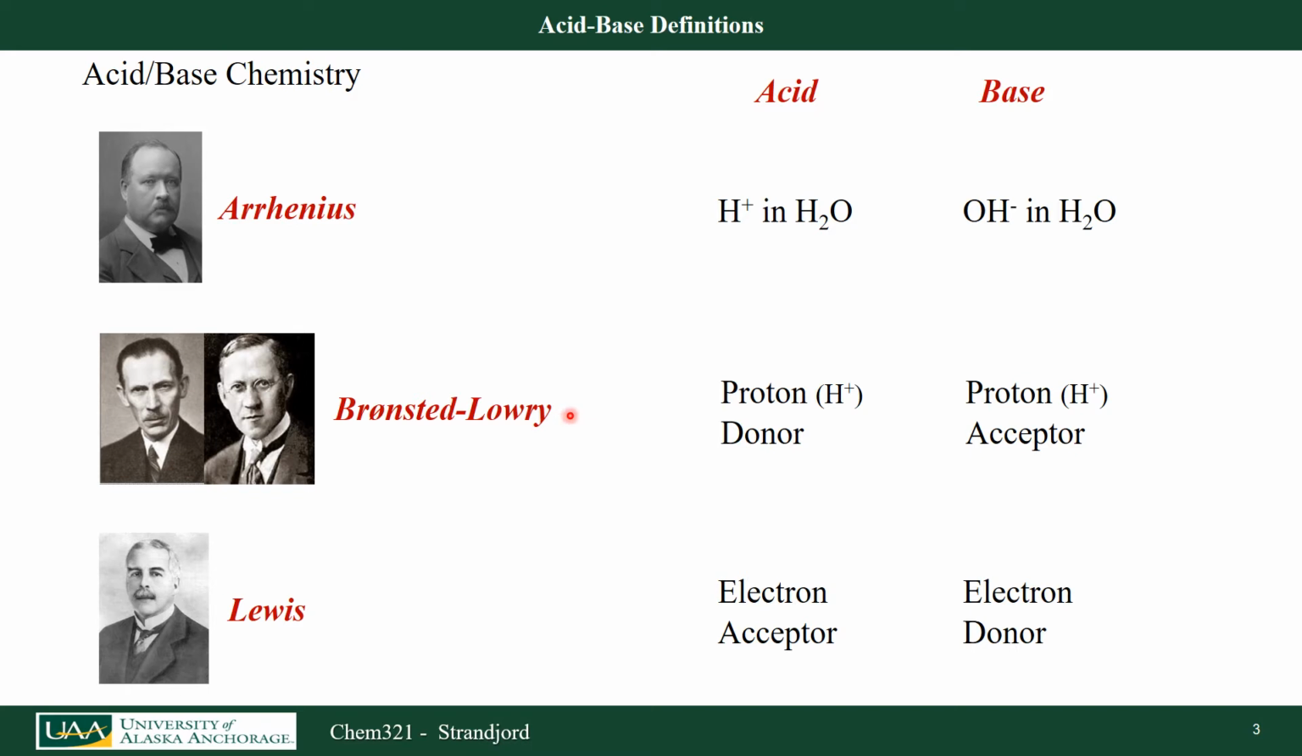Bronsted and Lowry independently expanded on that definition, and they said a Bronsted Lowry acid is any molecule that is a proton donor, meaning it gives up an H+, and that a Bronsted Lowry base is any molecule that accepts a proton. Later, Lewis expanded on the Bronsted Lowry definition, and he defined the Lewis acid as any molecule that's an electron acceptor, which means it still could donate a proton, and any Lewis base is any molecule that can be an electron donor.